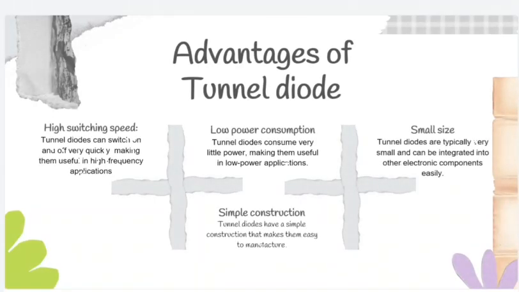Now let's talk about advantages and disadvantages of tunnel diodes. Advantages of tunnel diodes include high switching speed. Tunnel diodes can switch on and off very quickly, making them useful in high-frequency applications. Low power consumption. Tunnel diodes consume very little power, making them useful in low-power applications. Small size. Tunnel diodes are typically very small and can be integrated into other electronic components easily. Simple construction. Tunnel diodes have a simple construction that makes them easy to manufacture.